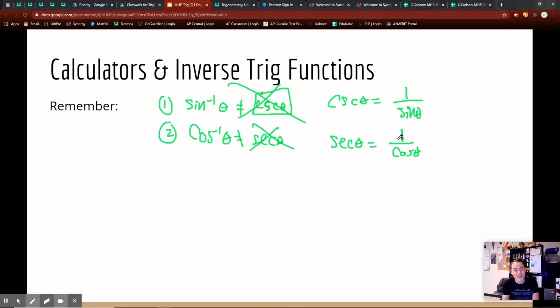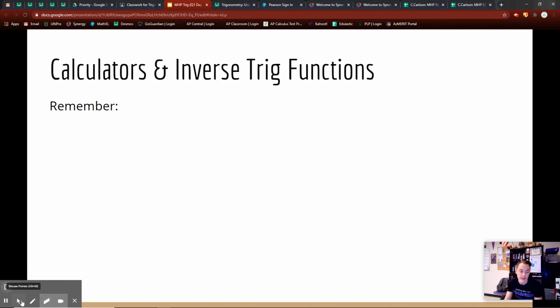Now, if you're using Desmos, there's no problem, because Desmos has those functions available. But if you're using a TI-36X Pro, they don't have such functions available. They don't have your reciprocal functions available. Now we're not going to do the inverse of the reciprocal functions, so don't worry about that.